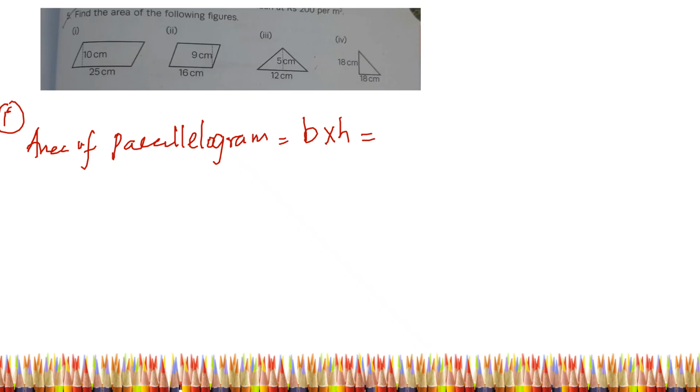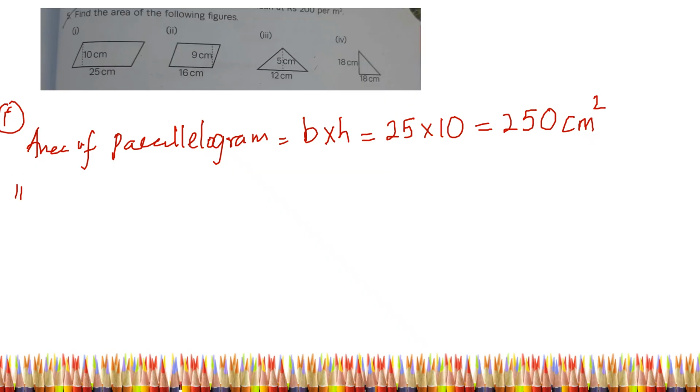So what was the area of parallelogram? Area of parallelogram is equal to b multiplied by h. It will be simply base is 25 and h is 10, and 25 multiplied by 10 is 250, and area's unit is always written in square meters or square centimeters, so I will be writing centimeter square as in the question I have centimeter. So this will be the area.